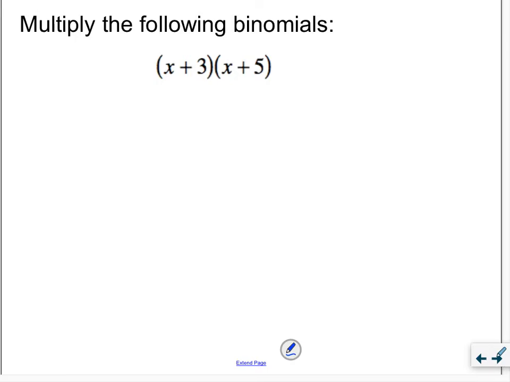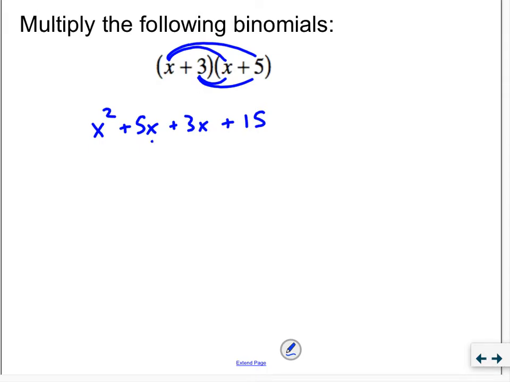So what are we going to do here? Let's just keep distributing. Let's multiply the x times both terms. That's going to give us an x squared. X times x is x squared. And then x times 5 is 5x. Now, we distributed the x by this x plus 5. Let's now distribute the 3 times the x plus 5. 3 times x is 3x. 3 times 5 is 15.